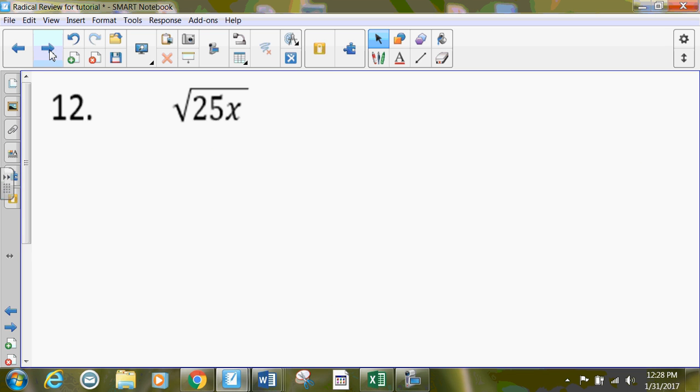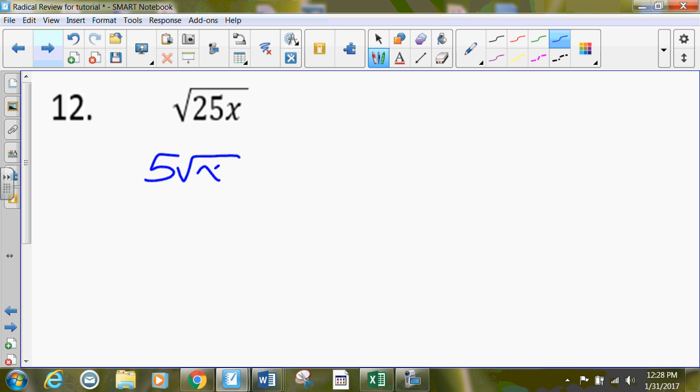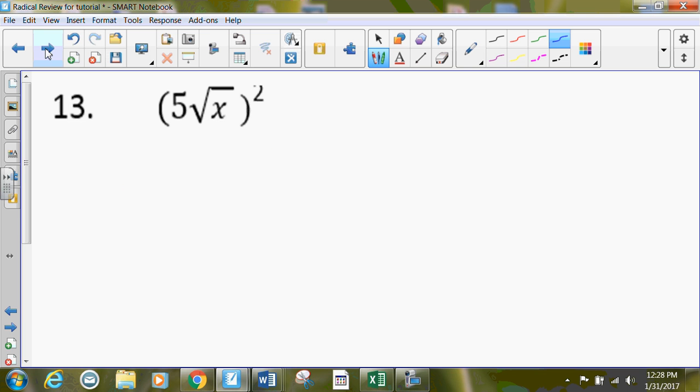All right, with 12, square root of 25x. All right, this is awesome. Square root of 25 is 5. Does that x get to come out? No, it stays in there, locked away forever. All right, it's the radicand. All right, this one says 5 square root of x squared, and I'm going to rewrite this like this so I can see the square.